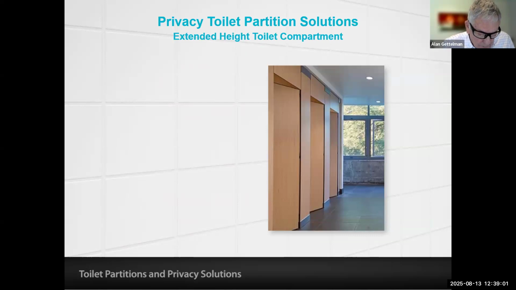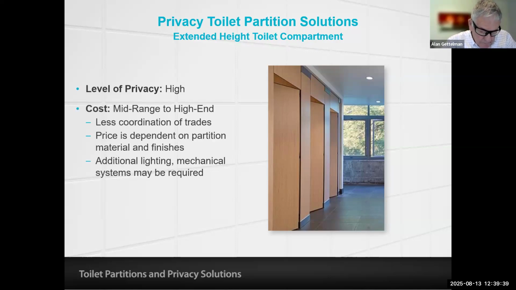Extended height toilet compartments feature panels that are made to fit the height of the restroom. Some European-style cubicles may fall into this category. An added advantage of European-style cubicles is that they provide no sight lines due to the door and frame integration. Extended height partitions or cubicles allow for even more privacy and create nearly a fully enclosed space without the cost of additional labor associated with drywall. The level of privacy is very high. The cost of this extended height compartment will vary from mid-range to high-end.